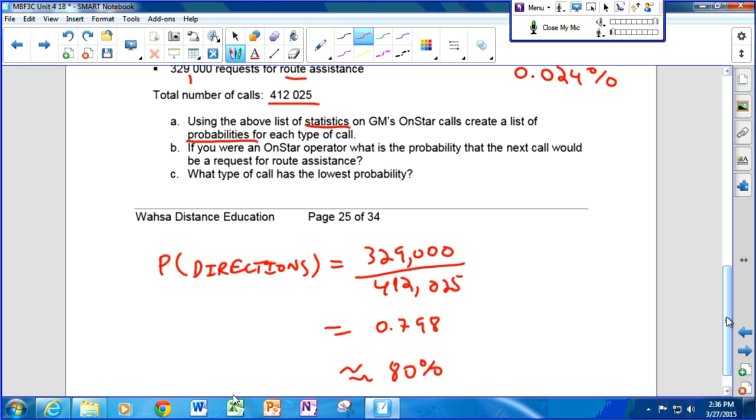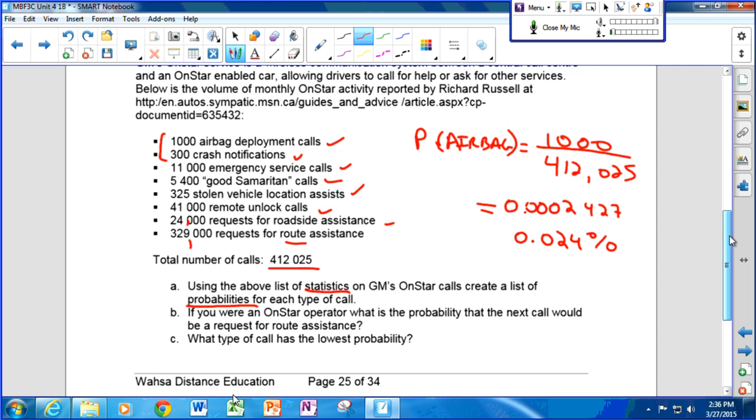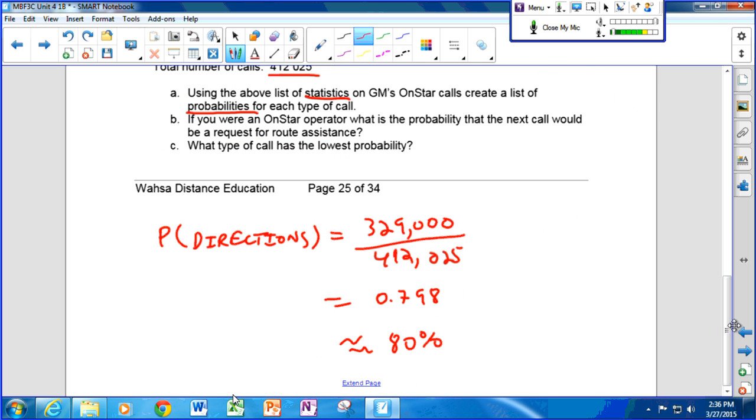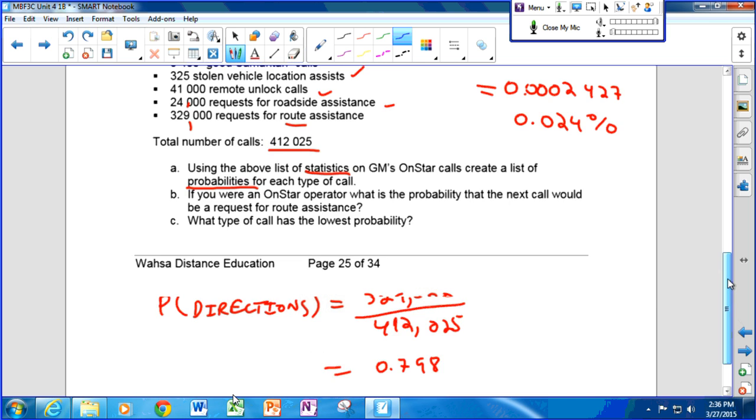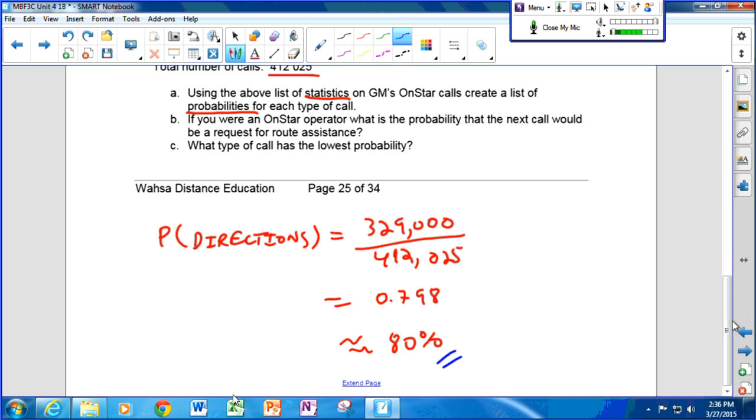So this is what we do for probability. When there's maybe a specialized operator that knows how to help people who've been in a crash, you can work out that 80% of your operators don't really need that special training, or rather 80% of your operators have to be trained to help people with directions, rather than helping them with a crash or first aid or something like that. So that's how the company can make use of that.